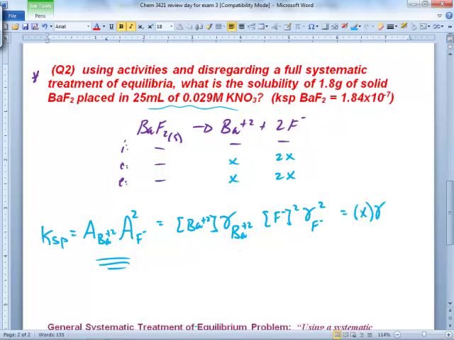These both are the same things, the Ksp. The only difference is the activities, right? That's the only difference. So now we just have to figure out these activity coefficients.